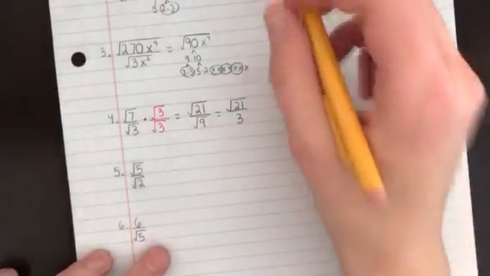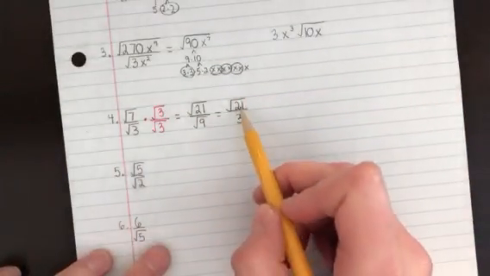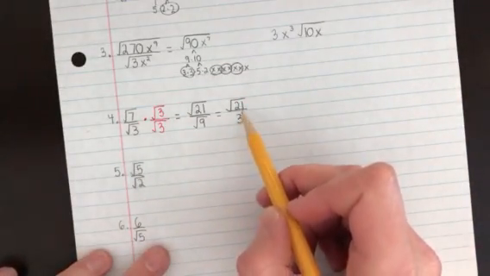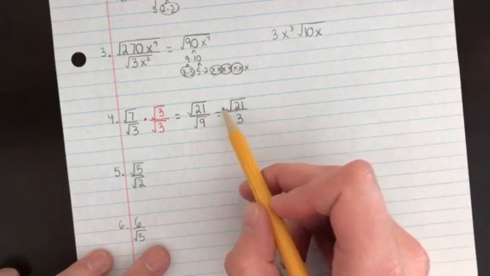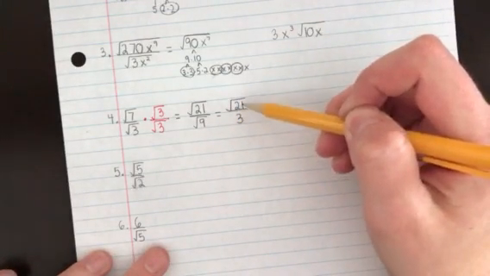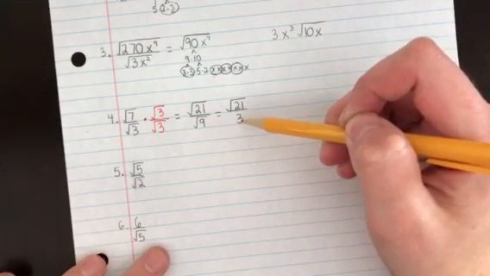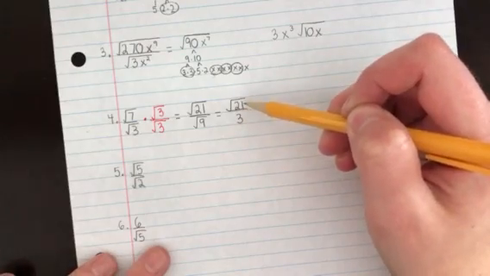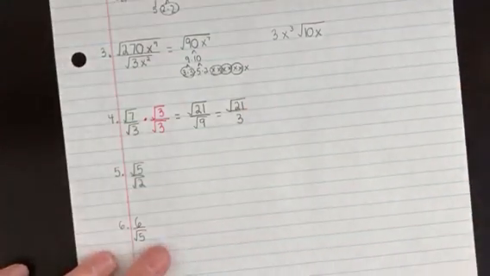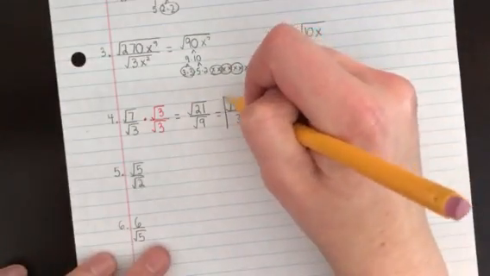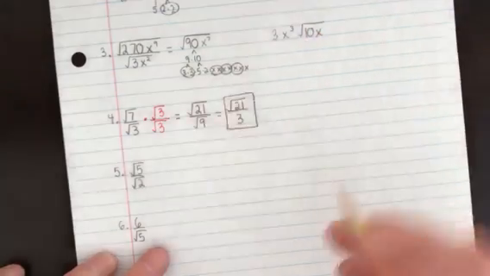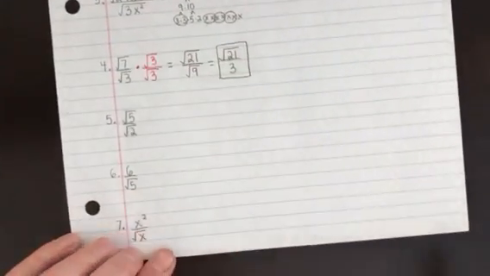And then of course you want to simplify if possible. There's nothing I can do to either of these. I can't break up 21 enough to let anything come out, and I cannot divide 21 by 3 even though it is divisible by 3 because this is under the radical and this is not. So it's not allowed, so we just go ahead and box it. We're finished. Okay, moving right along.